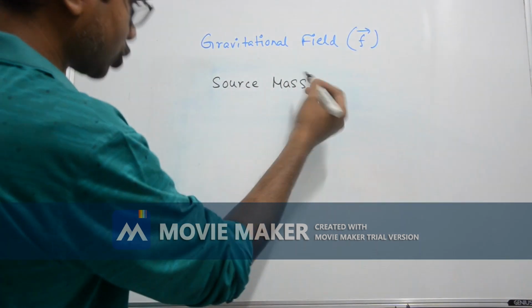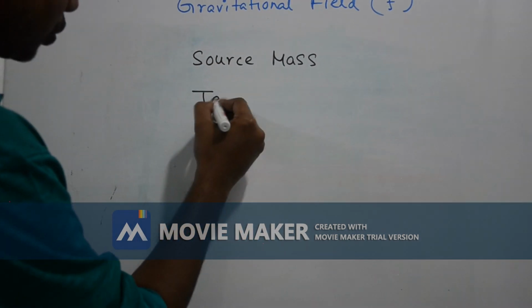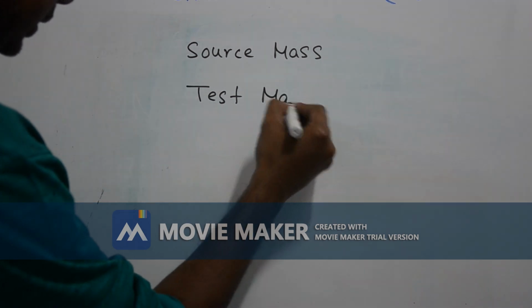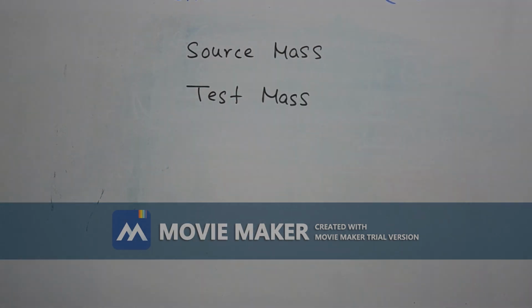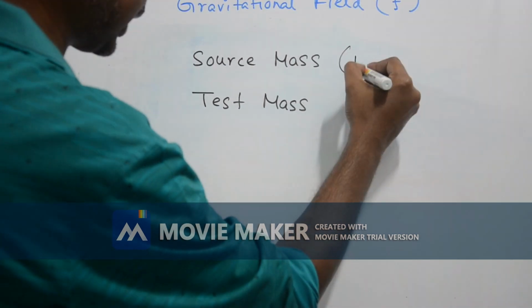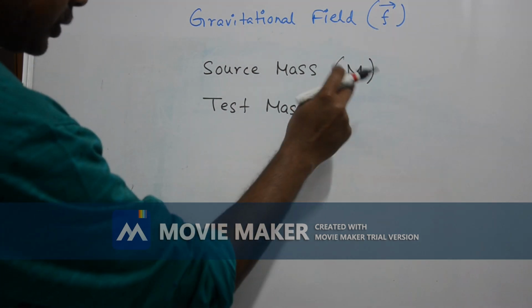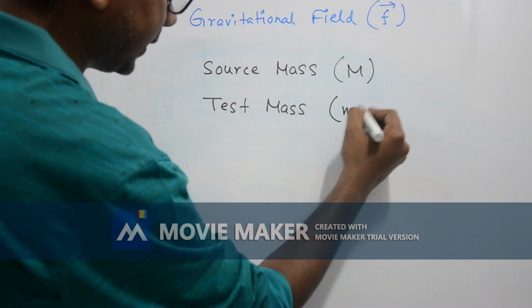And there is something, or source object, you can say, and then something which we call a test mass. Now what is that? Test mass and source mass. We'll keep on using the capital letter M for the source mass, and the small m for the test mass.